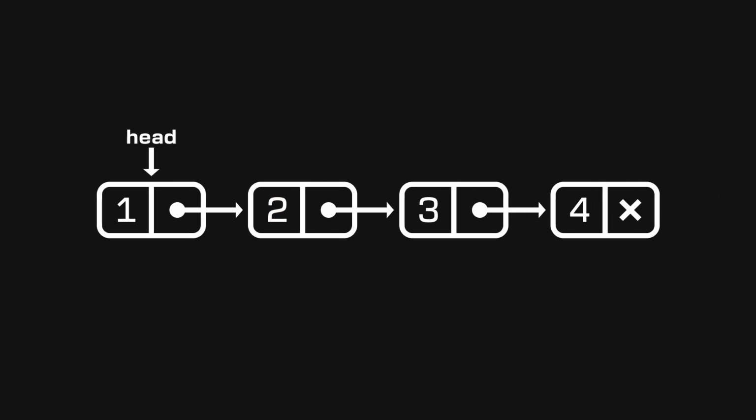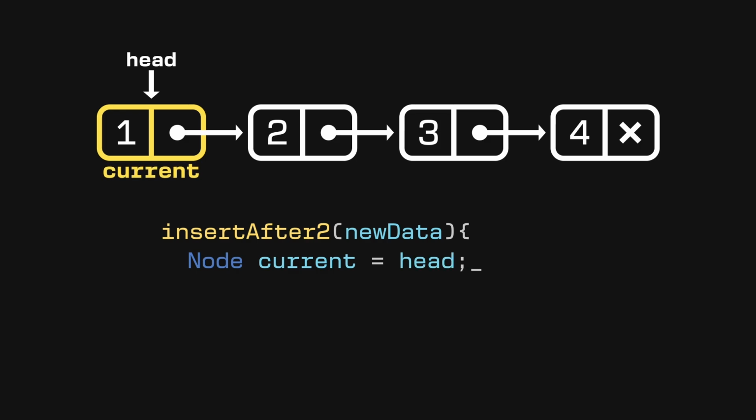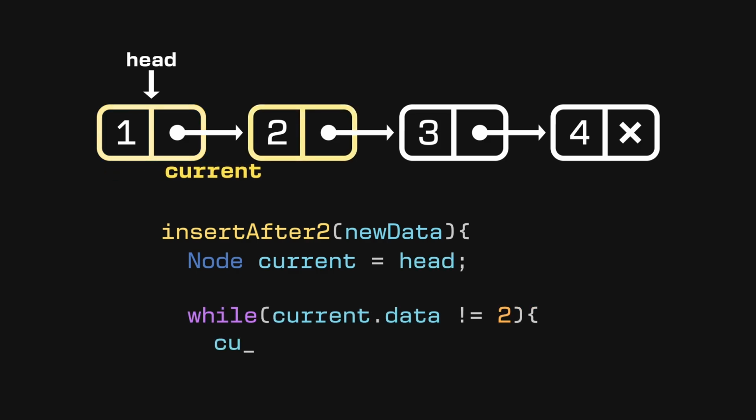To start, we'll need to traverse to the node that comes right before where we want to add the new one. In our example, we want to add the new element right after the 2, so we'll need to traverse until we're on the 2. So let's start the current node at the head and set up a loop so it only stops when the current node's data is 2.